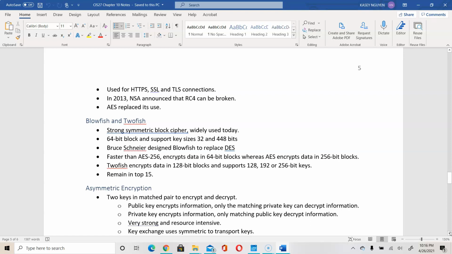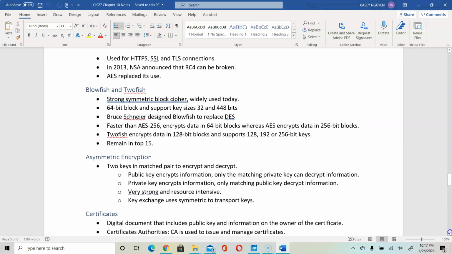Twofish encrypts data in 128-bit blocks, and it supports 128, 192, and 256-bit key lengths. It is one of the top 15 encryption algorithms.